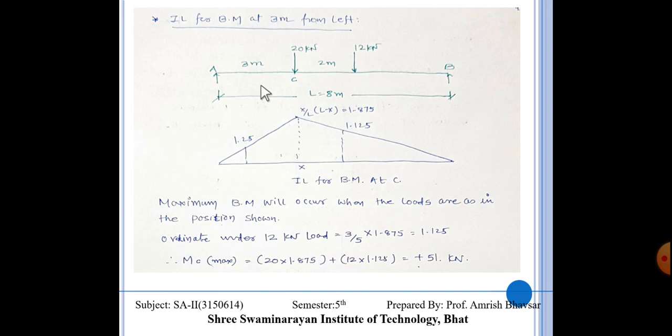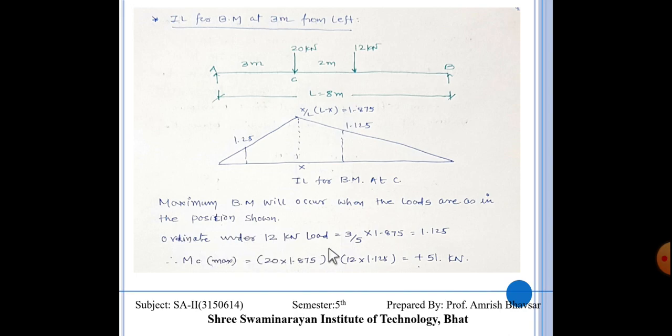Now suppose here we are going to consider that these two loads are in the portion of AC, then the value is obtained over here, and suppose it is in CB portion, then the value is obtained over here. So we have to find out the maximum bending moment, which will occur when the loads are in the position shown in the figure.